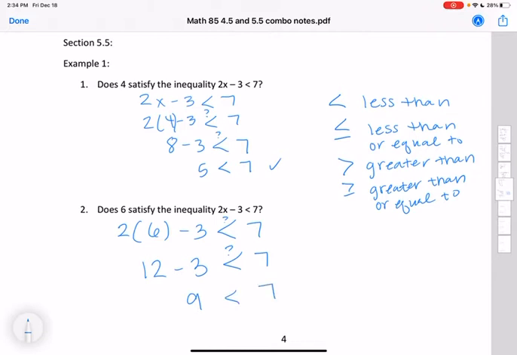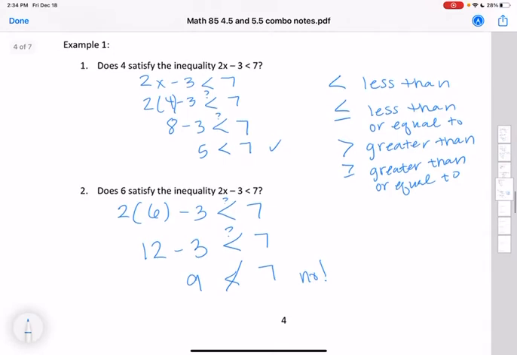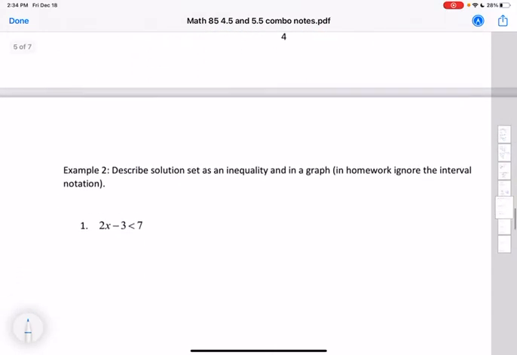All right, so I plugged it in. Now I'm looking at a 12 minus 3, and that is 9. So is 9 less than 7? No. So we'll put a big slash through it. No, 6 does not satisfy that inequality. Okay, turn the page.